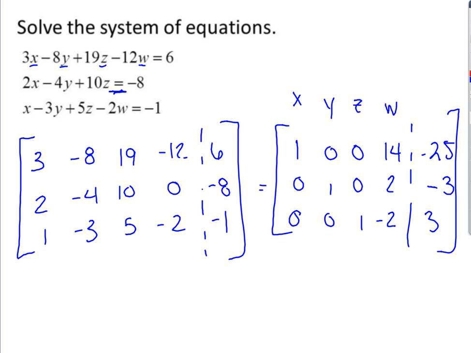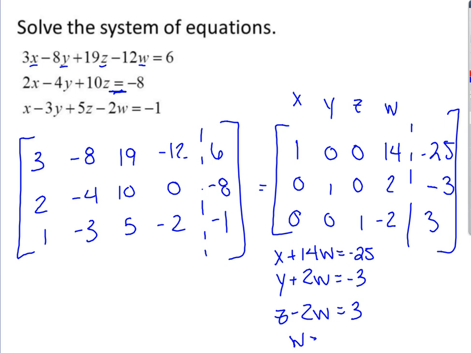So just like on that previous example, we're going to have x plus 14w is equal to negative 25. We're going to have y plus 2w is equal to negative 3. And we're going to have z minus 2w is equal to 3. And because there is nothing for w, we just need to know that w is equal to itself. So what this means is, for any value of w, if we plug it in, then we're going to get something that works.